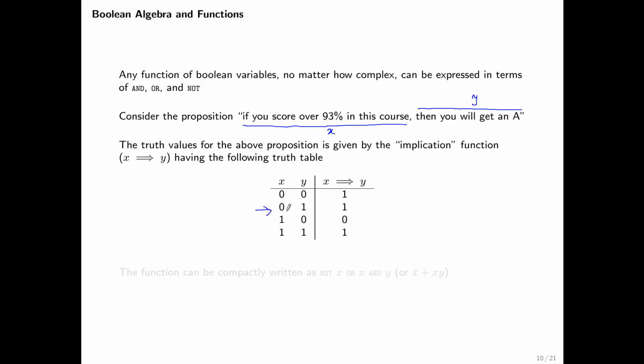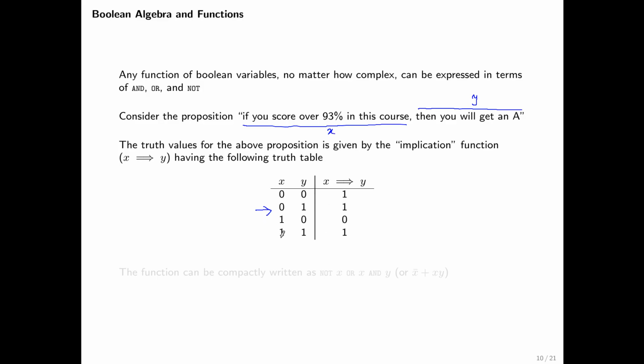Right? You did not score over 93% and yet you received an A. That doesn't mean the statement is false. You might have done something amazing in the course that your instructor decided to give you an A, right? But that doesn't falsify the statement itself. So we have a 1 here.